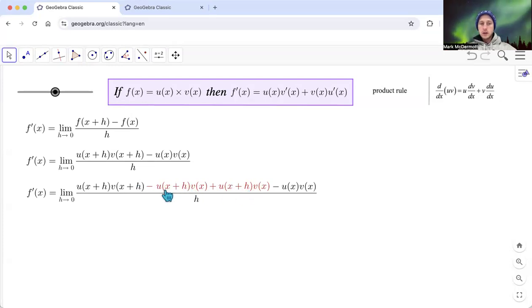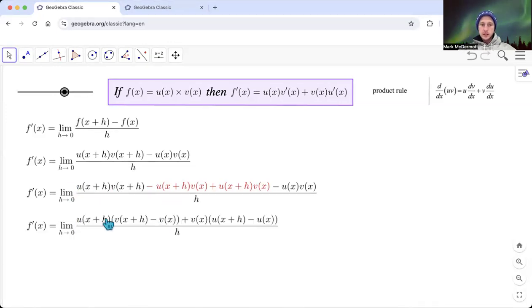And the reason we want to do that is because we want to take out common factors. So let's have a look. In this first part of the equation, from here on, we've got u of x plus h as a common factor. So we're going to take that out as a factor. So we're left with u of x plus h out here, and then we'll be left with v of x plus h minus v of x, this v of x. And then similarly over here, if we look at the second half of the fraction, we've got v of x as a common factor.